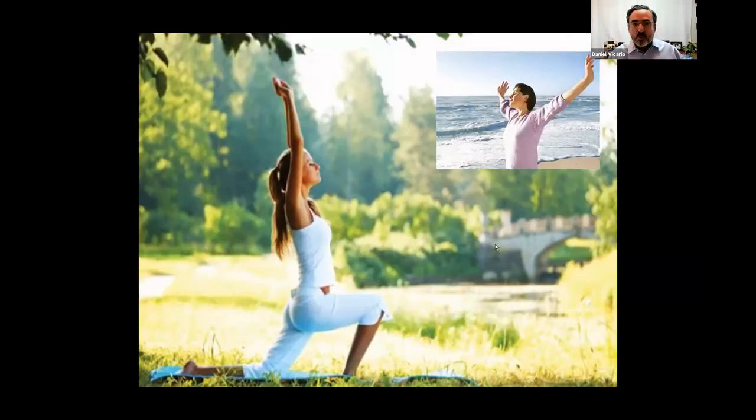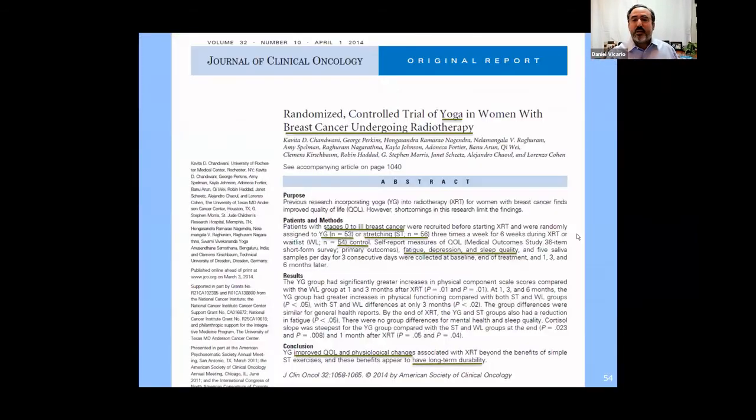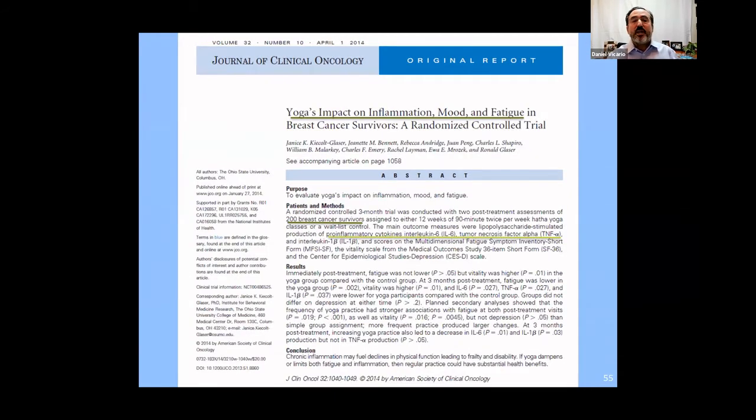All right, so yoga. From the Journal of Clinical Oncology, April 2014, a randomized study of yoga in breast cancer patients undergoing radiation therapy. There were 110 patients with fatigue, depression, and sleep problems. It showed significant improvement in quality of life in those undergoing yoga treatment. Yoga's impact on inflammation, mood, and fatigue: in 200 breast cancer patients, they measured pro-inflammatory cytokines, and they saw significant improvement. Journal of Clinical Oncology, 2014.